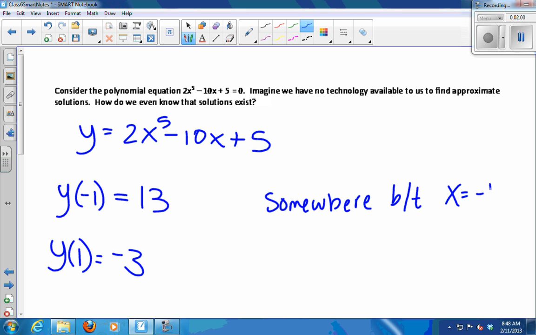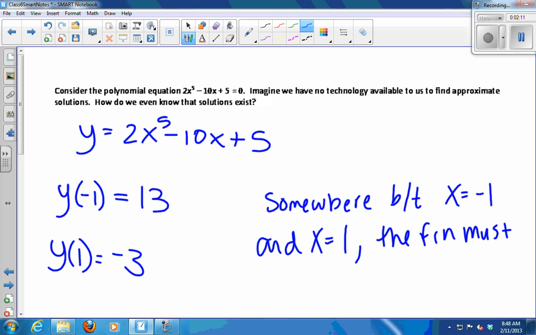Between x equals negative 1 and x equals 1, the function must be 0. Has to go through the x-axis. If it was negative at some point and positive some other time, then it has to have gone through the x-axis. So this is the kind of idea that we're going to talk about today with existence of solutions to differential equations. We can talk about existence without having to have a technique of how to solve it.